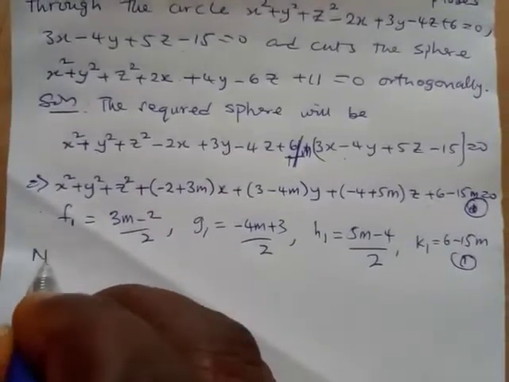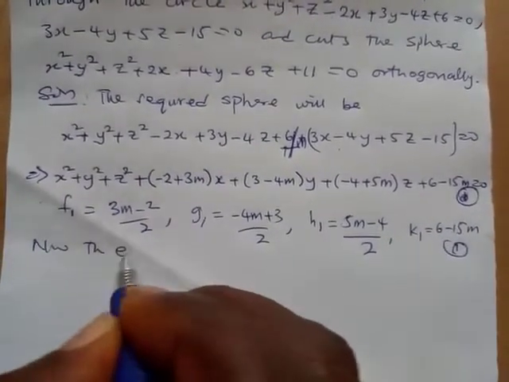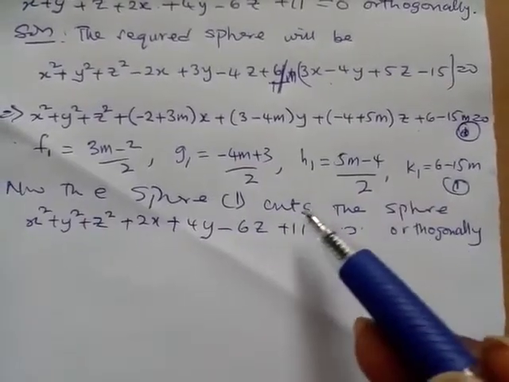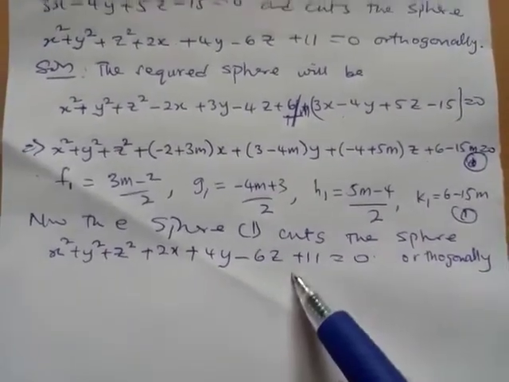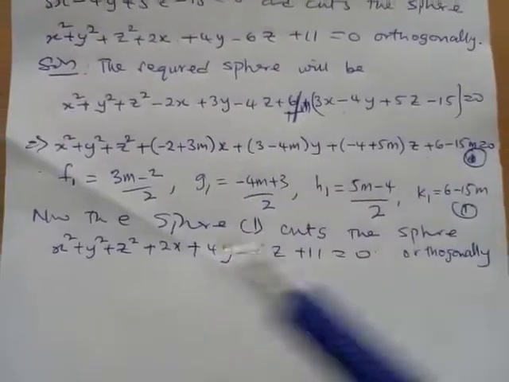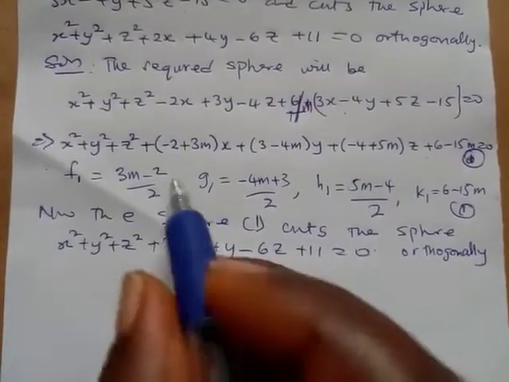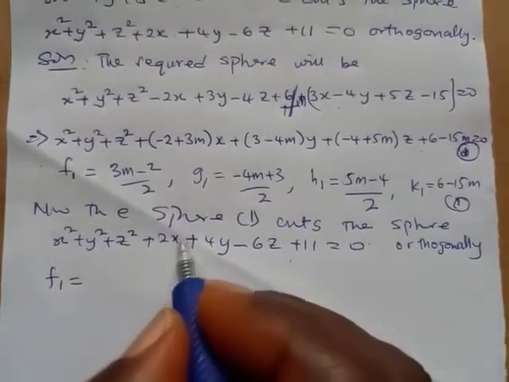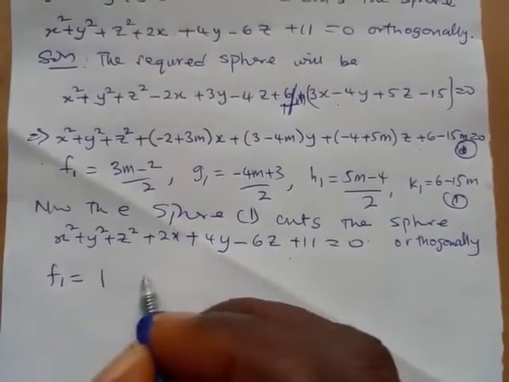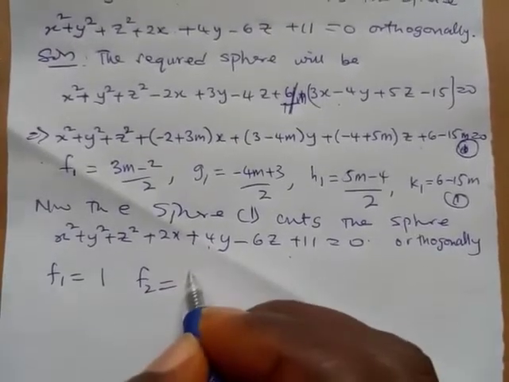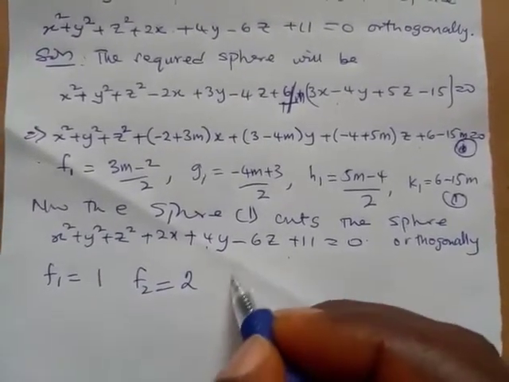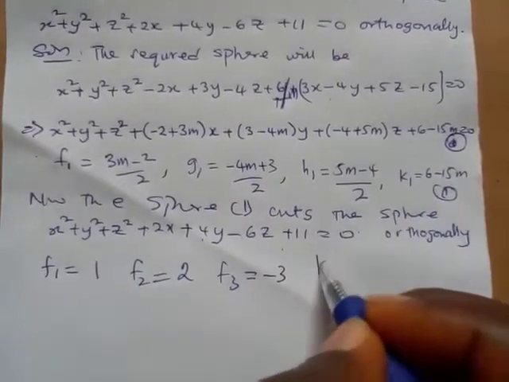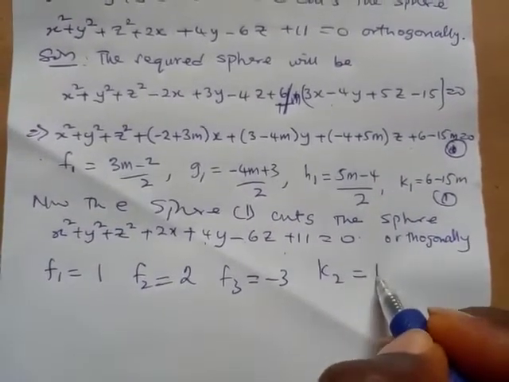Now, sphere 1 cuts this second sphere orthogonally. So we need to know the F, G, H and K as well. F1 here, we divide this by 2, that is 1. F2, we divide this by 2, that is 2. And F3, we divide this by 2, that is minus 3. And our K2 is 11.